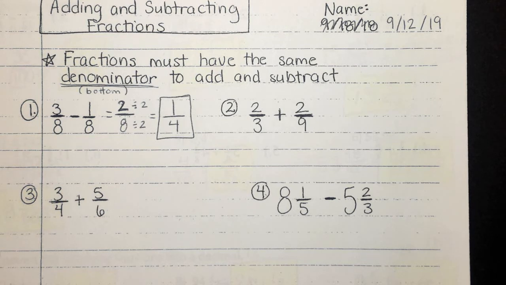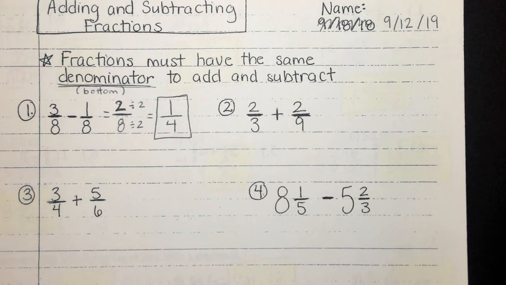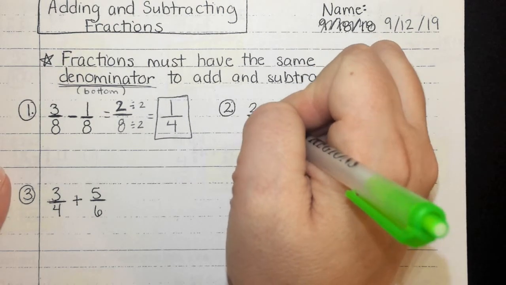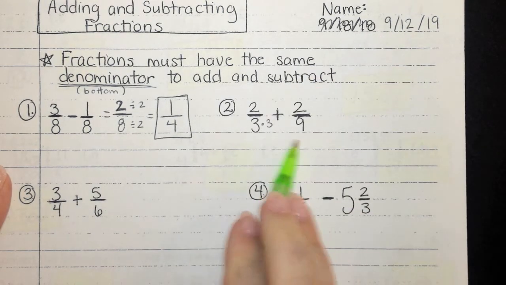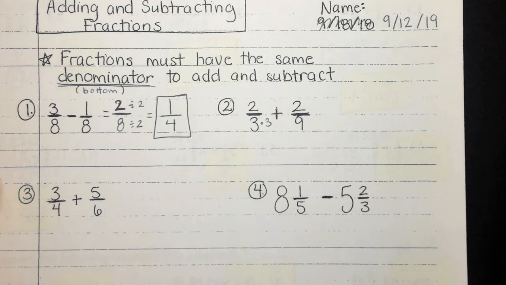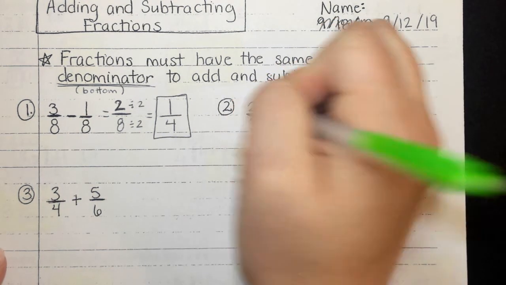All right. Let's look at number 2. Can I add those right now? No, my bottom numbers do not match. What would be a good way to make them match? Tucker? I can multiply 3 times 3. If I do 3 times 3, what number will that give me there? 9. Now with fractions, we can do it to the bottom as long as I do it to the top. So we have to do times 3 on the top as well.